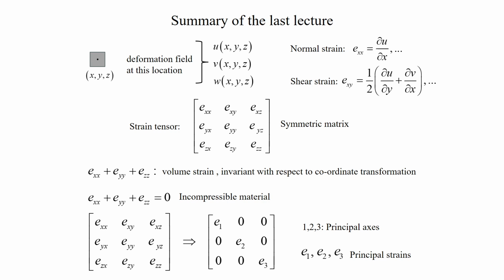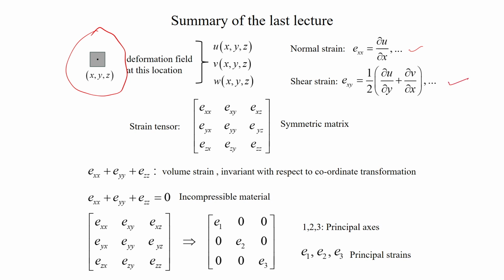Before that, I would like to talk about the summary of the last lecture. In the last lecture we talked about the deformation field at a point x, y, z inside a body which has undergone some deformation under some stresses, and we defined the normal strain, that is E_xx is equal to del u by del x, E_yy is equal to del v by del y, and so on. And then we have the shear strain components, where E_xy is equal to half of del u by del y plus del v by del x.